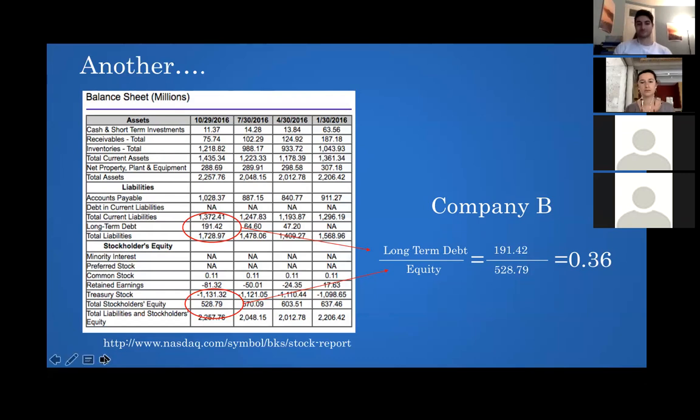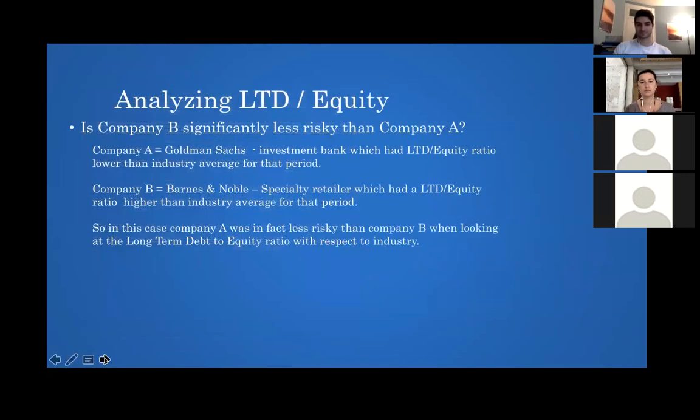A was 2.45. All right, so really the question I was asking is, is company B significantly less risky than company A? So what if I told you company A is actually, so that was the 2016 values for Goldman Sachs. In an investment bank type world, having a really, really high long-term debt to equity ratio is kind of par for the course. In fact, having it as high as 3 is not horrible, and 2.45 is actually really good. So company A, great company.